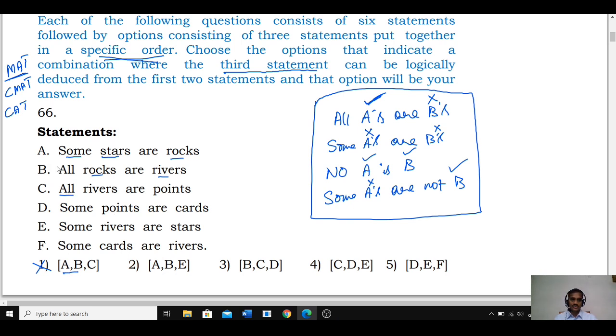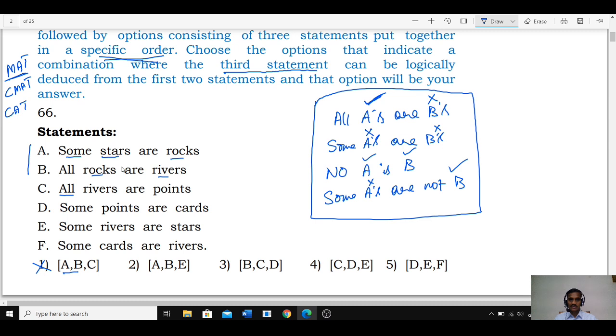Let's look at A, B and E. Combining A and B, is this a conclusion or not? Star, rock, rock, river. Now which term is the middle term? Rock is the middle term. Then check whether rock is distributed or not. Some stars are rocks comes under the second category, both are cross and cross. And here all rocks are rivers comes under the first one, this is tick and cross.